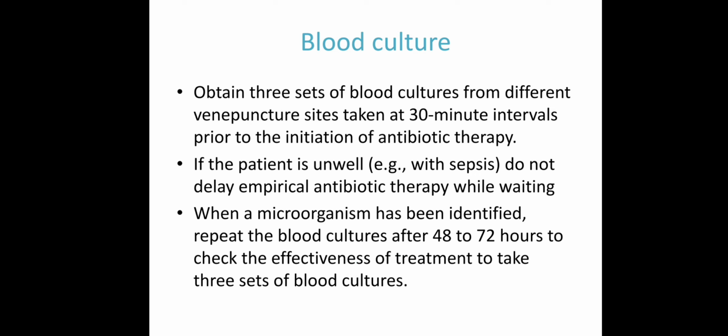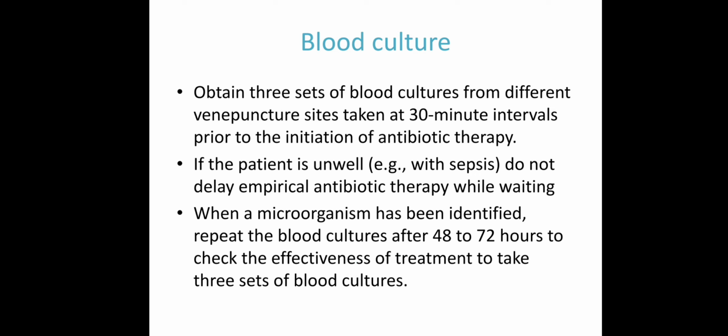Okay, so anyone who is coming with a fever and a new murmur should be given antibiotics and have blood cultures taken. What you're going to do is get 3 sets of blood culture from 3 different sites, taken 30 minutes apart, prior to the initiation of the antibiotics. But if the patient is unwell or septic, don't delay the antibiotic while waiting for the cultures. Just take a culture, give antibiotic, and take the rest of the cultures if the patient is unwell.